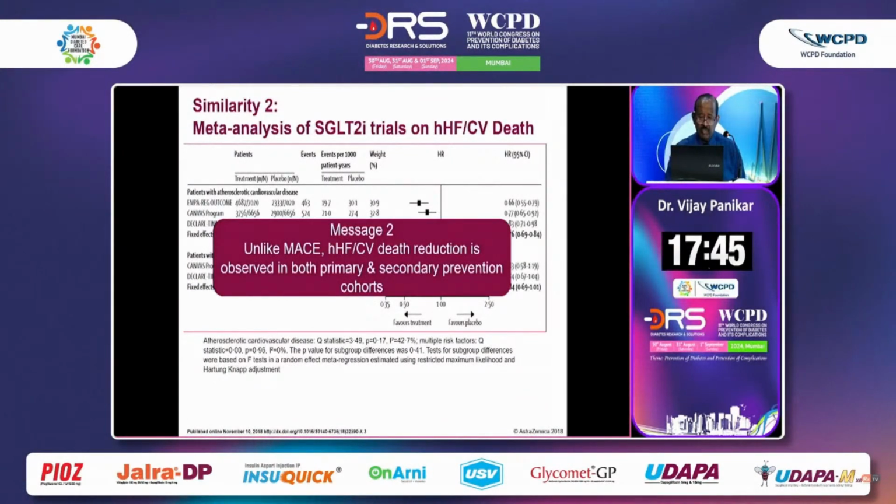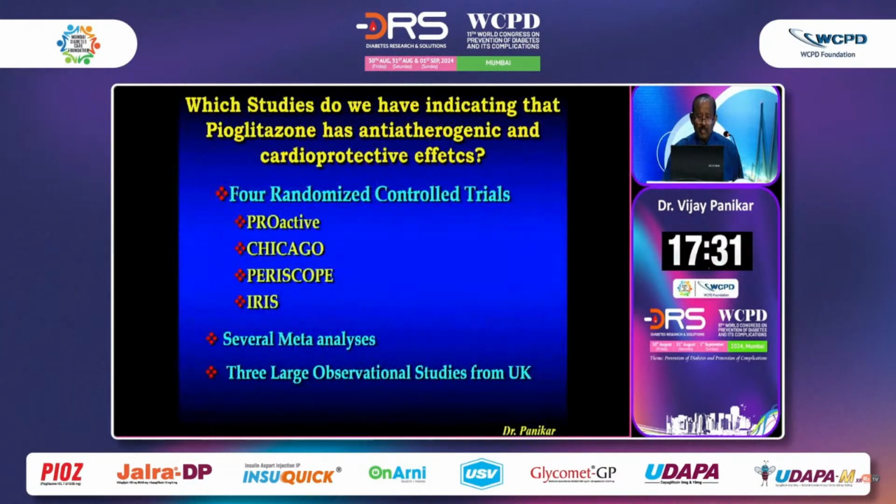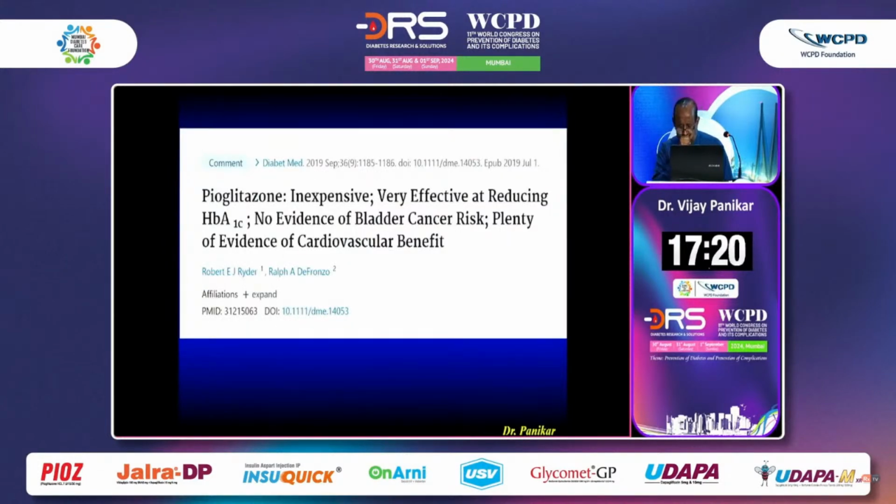With SGLT2, unlike MACE, heart failure and cardiovascular death reduction is observed both in primary and secondary prevention cohorts. So now you have a GLP-1, you have an SGLT2 which has shown good cardiovascular benefit. Then we have pioglitazone, which shows in all these randomized clinical trials, PROactive, CHICAGO, PERISCOPE, IRIS, that it is beneficial. This is a comment by Robert Ryder and Ralph DeFronzo that pioglitazone is inexpensive, very effective at reducing HbA1c, no evidence of bladder cancer risk, plenty of evidence of cardiovascular benefit.